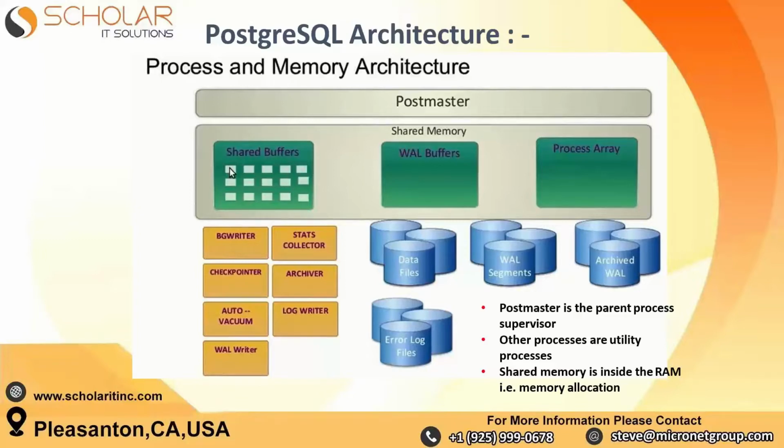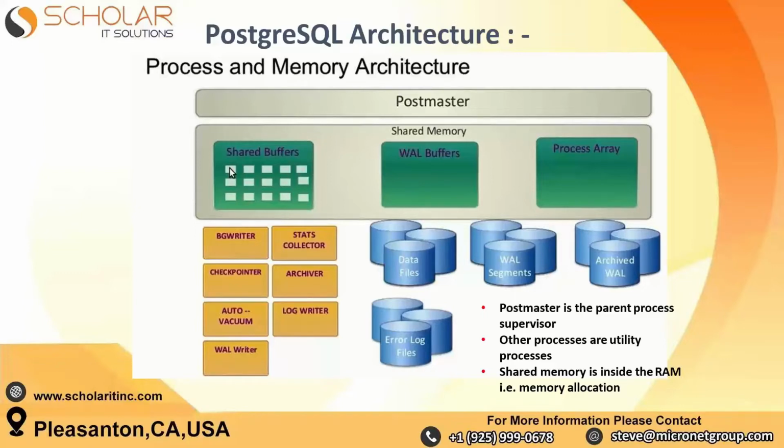Process array is that part of the memory which is used for your query processing. Whenever you run a query, the query will be checked first. For example, if I run select star from employee, the query syntax check will happen, whether I have given it correctly or not. For example, if I spell FROM wrong, I get an error that the syntax is not correct. That check happens under the process array memory structure.